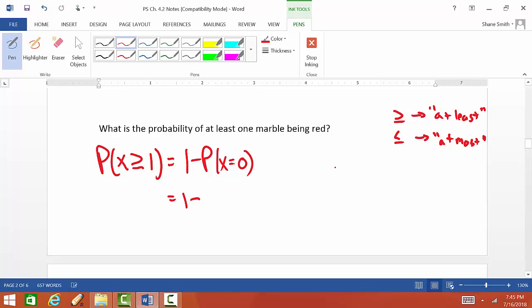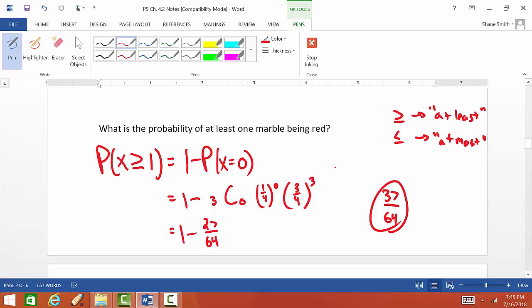So 1 minus the probability of no red marbles. Out of the 3 marbles, we're choosing no red. The probability of success to the 0 power. The probability of failure: if we have no red marbles, that means we have 3 failures. And this was 1 minus 27 over 64 when you evaluate it. That's what you get, and I think that gives you 37 over 64 as your answer.